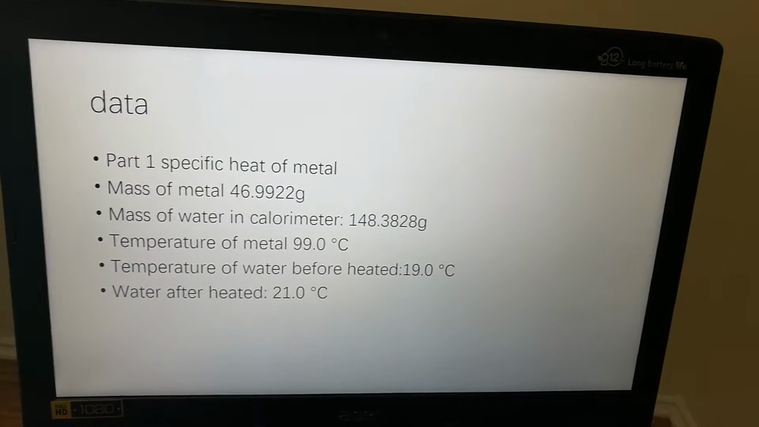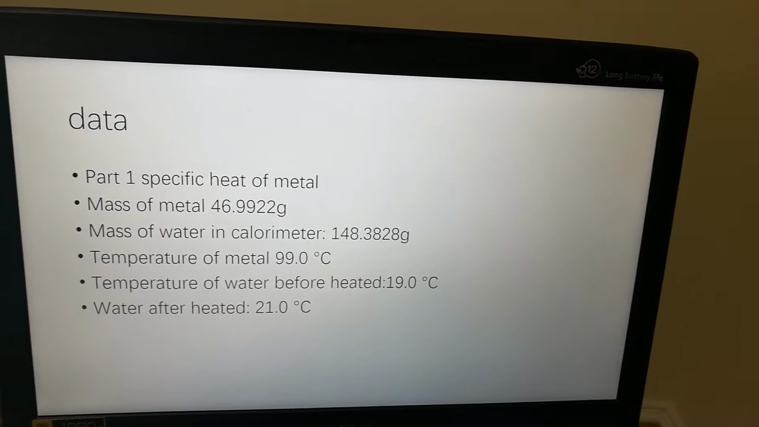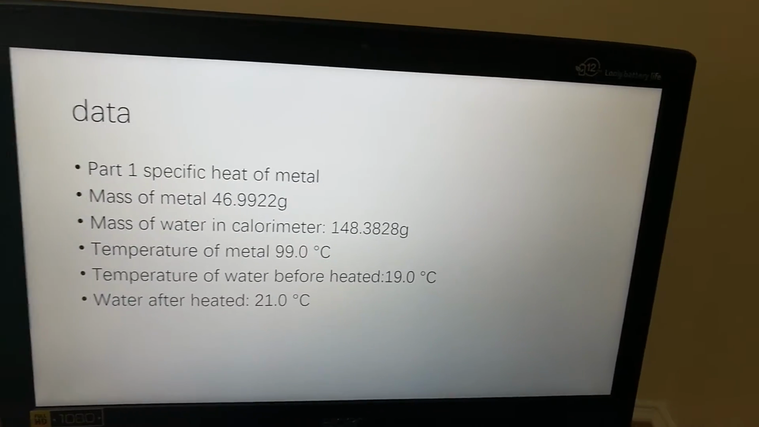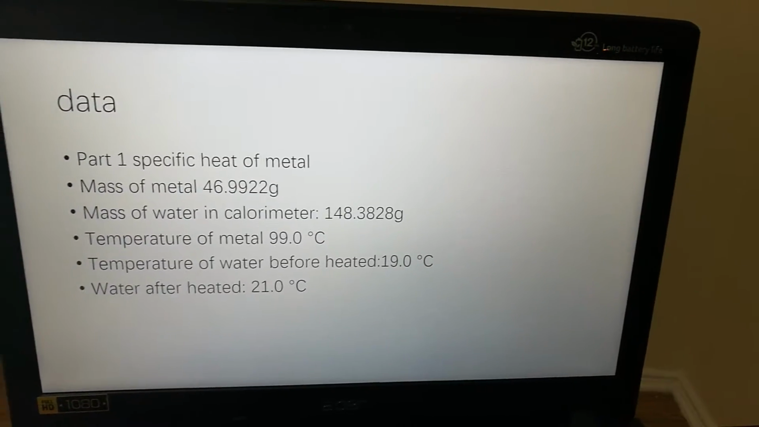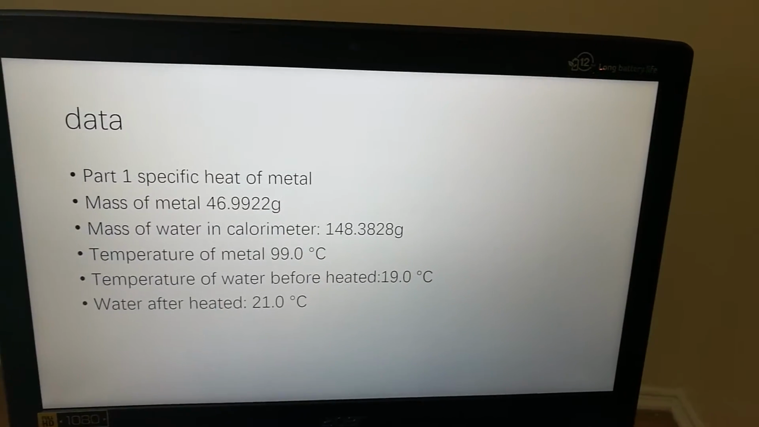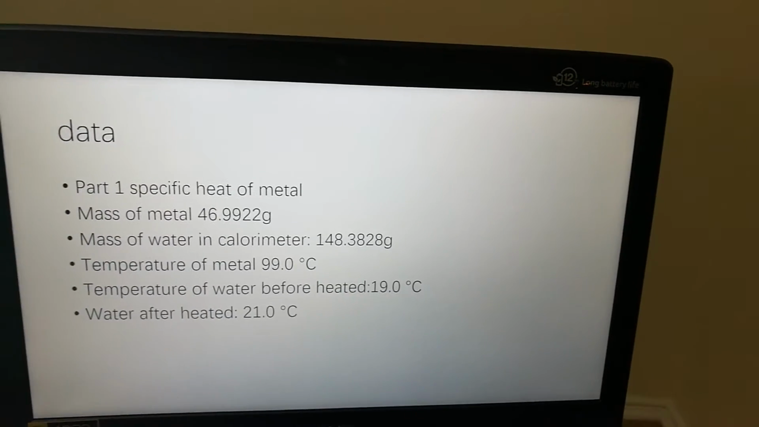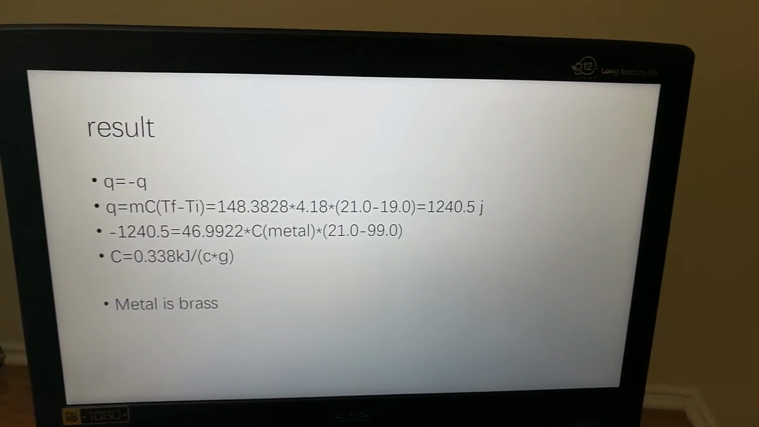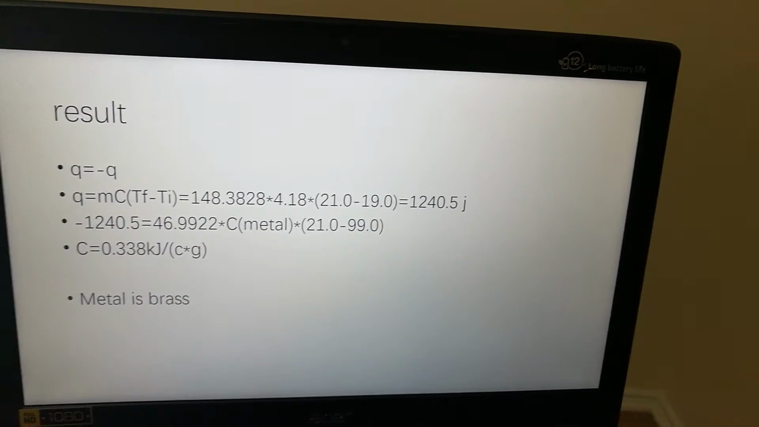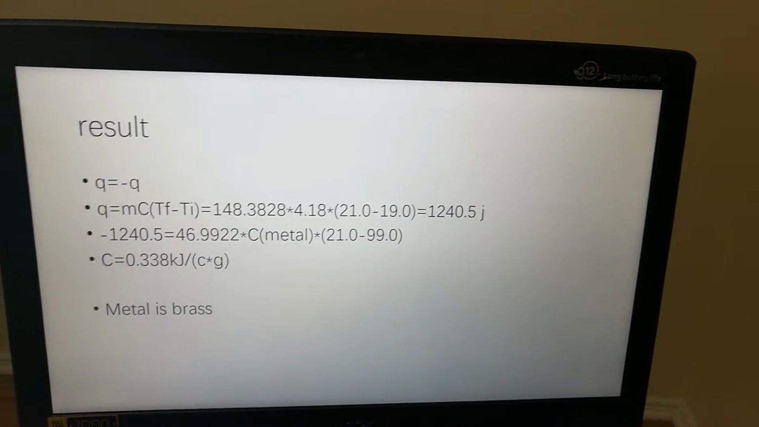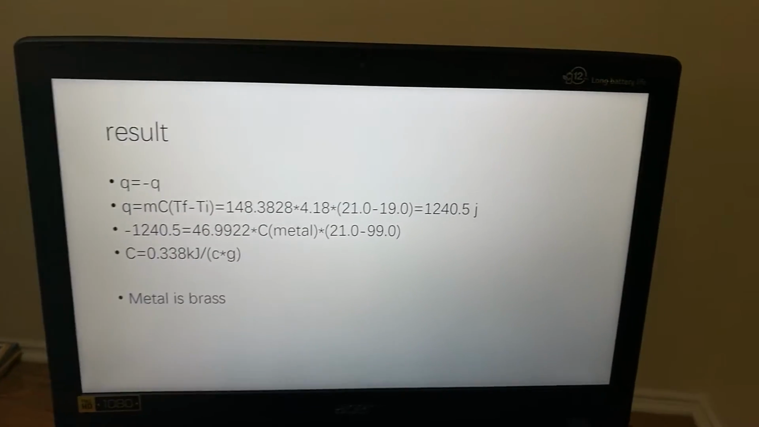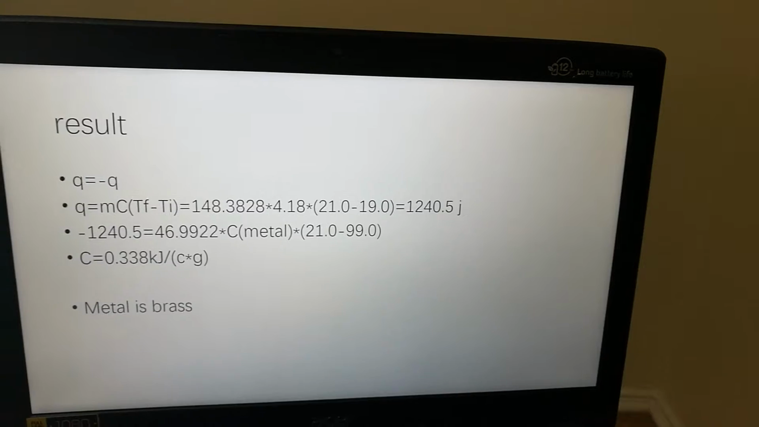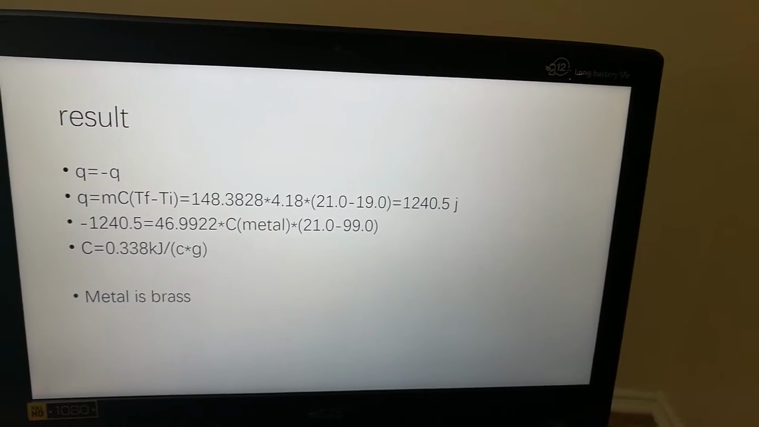So according to the conservation of energy, the heat that the water absorbed equals the heat that the metal released. And by this way, we can measure the heat that the metal released, and use the equation to figure out the specific heat of the metal. So through our calculation, we find out the heat capacity, and we compare the capacity to the chart of the metals' capacities, because every kind of metal has a certain heat capacity, so we can know what the metal is.